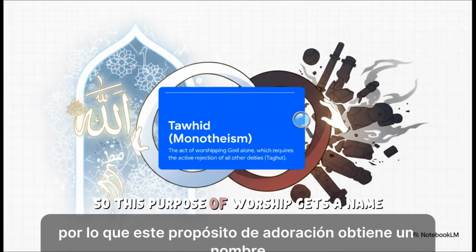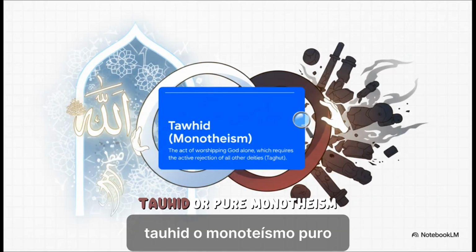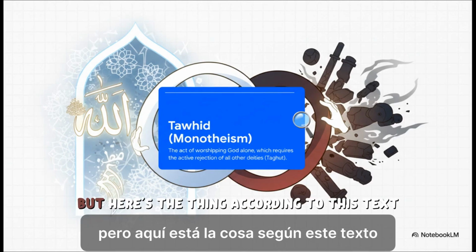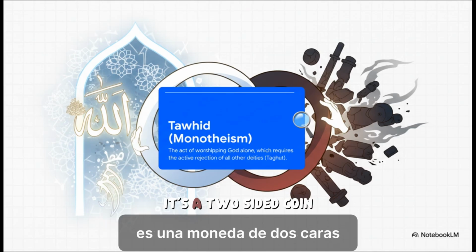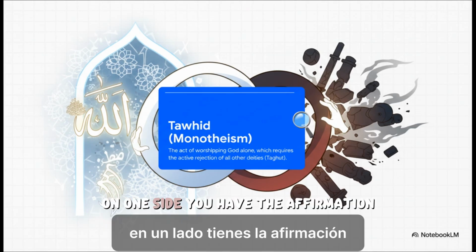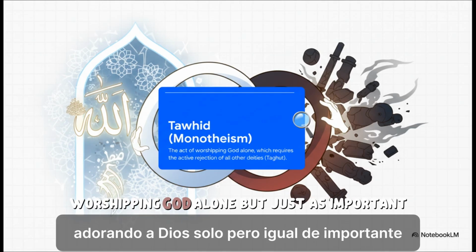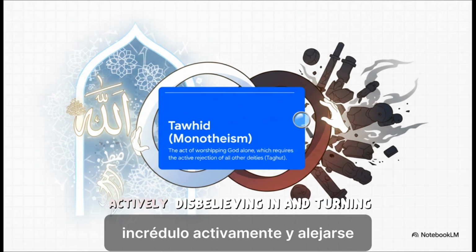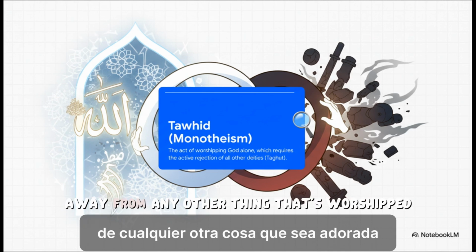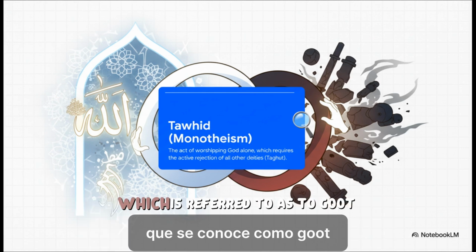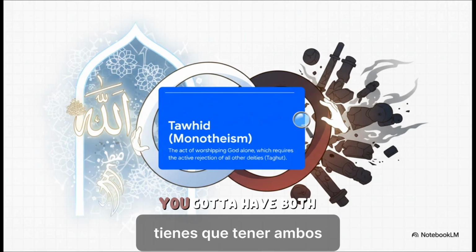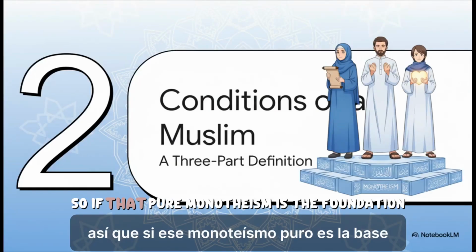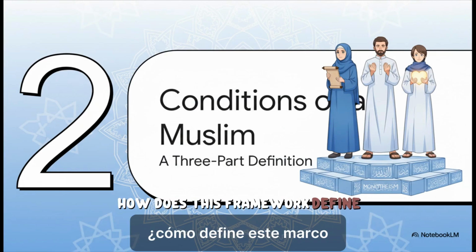So this purpose of worship gets a name, Tawhid, or pure monotheism. But here's the thing, according to this text, it's not a one-step process, it's a two-sided coin. On one side, you have the affirmation, worshiping God alone. But just as important, on the other side is the rejection, actively disbelieving in and turning away from any other thing that's worshipped, which is referred to as taghut. You gotta have both.